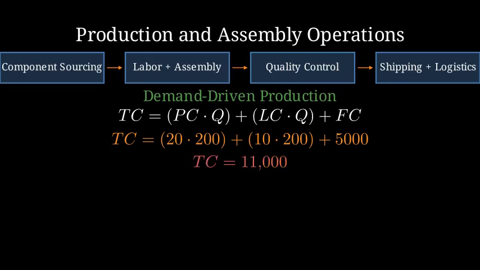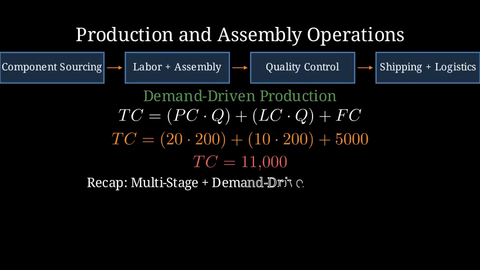20 times 200 is 4,000. 10 times 200 is 2,000. So the total cost is 4,000 plus 2,000 plus 5,000, which equals $11,000. This example shows how costs grow with volume and why demand-driven production matters. If you build more than you can sell, your costs rise without matching revenue.